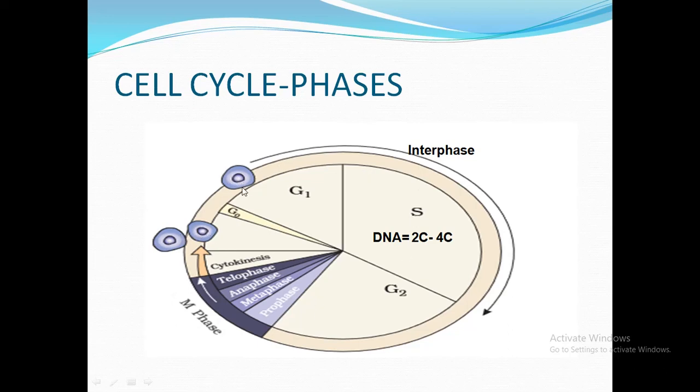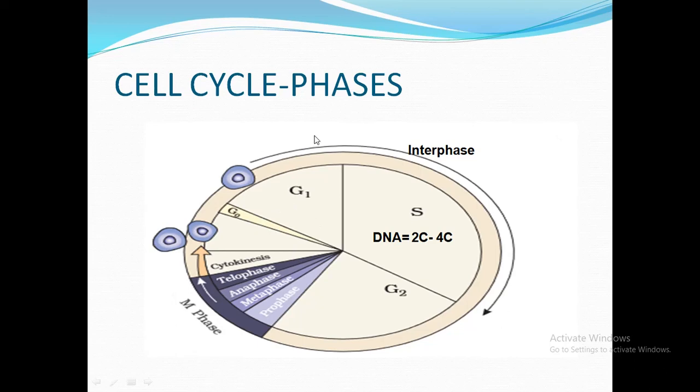So here this cell is formed. Now this cell is formed here and again it undergoes several changes. It undergoes several phases and finally two cells are formed from this cell. Now this is nothing but cell cycle.